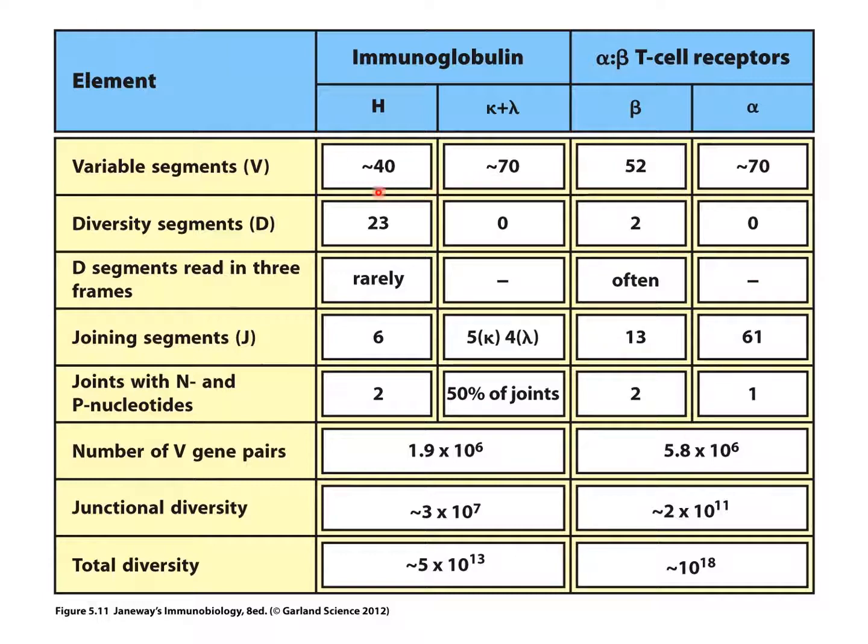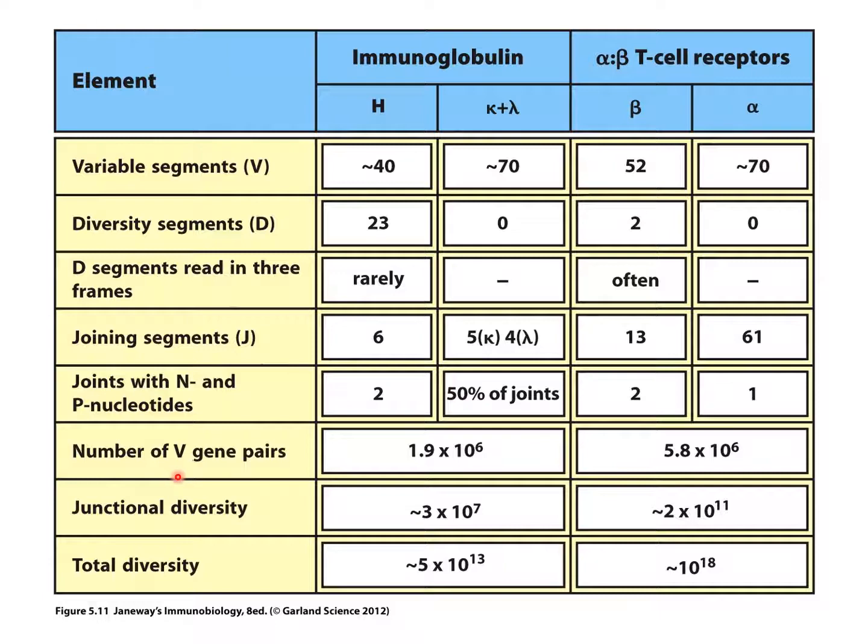And look at the numbers. The variable, 40. Kappa lambda, 70. Beta, 50. Alpha, 70. So it looks like somewhere evolutionarily, Kappa lambda would have been similar to the alphas because the numbers add up. Except here when you look at the joining. 6, 5, or 4 if you're Kappa or lambda. 61 if you're alpha.